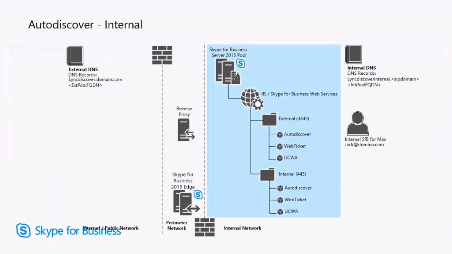And here's what this looks like in real time. On the right-hand side of the screen, we have Jack at domain.com. He's an internal SfB for Mac user. He sends his 4 Autodiscover requests out. He gets a response back from internal DNS for lyncdiscoverinternal.domain.com, and that response returns the values of his web services to internal servers, and he connects directly to internal and goes to UCWA internally, and all the traffic is kept within the network itself.